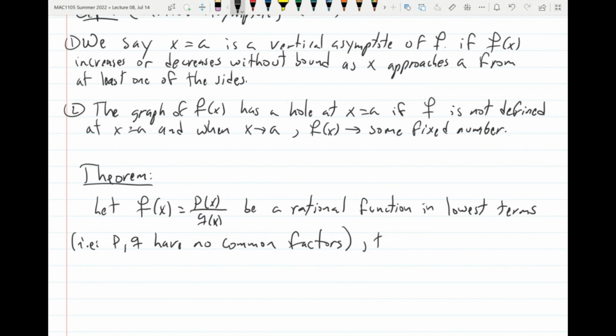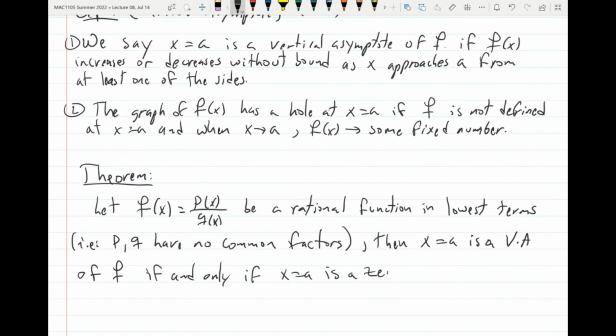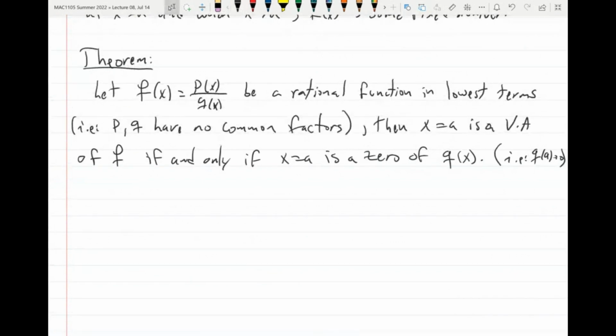So when this happens, then x equal a is a vertical asymptote of f if and only if x equal a is a 0 of q. Okay? So in other words, if q of a is equal to 0. So that means that if you want to find vertical asymptote, just reduce your fraction, your rational function, and then find the zeros at the bottom. Okay? That's how you find vertical asymptote. So it's very straightforward.